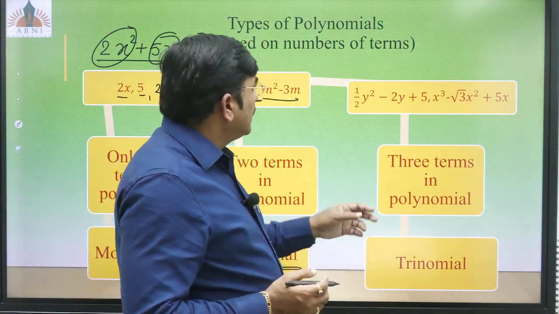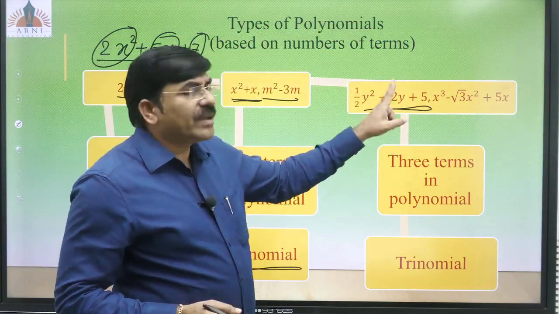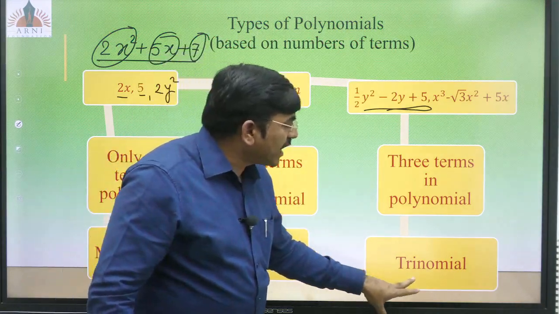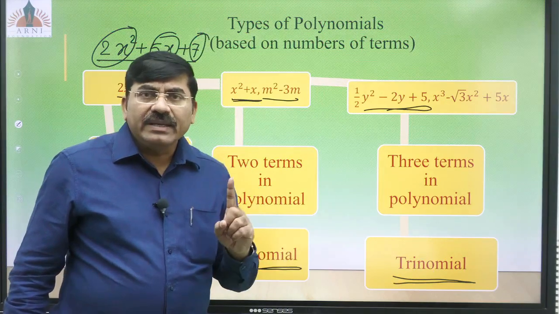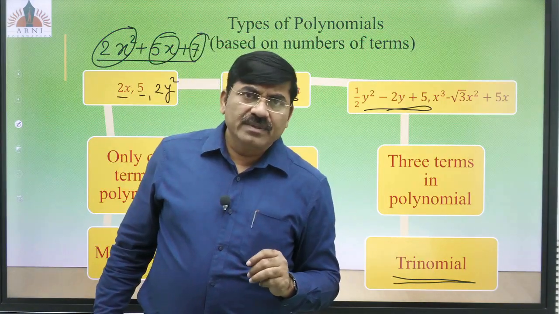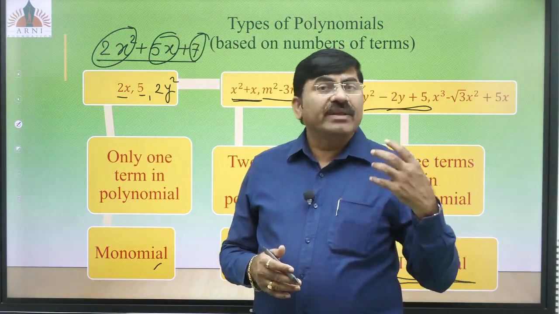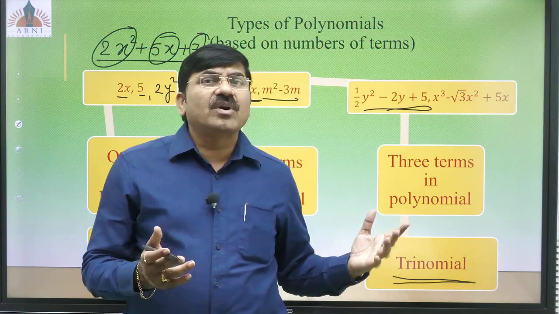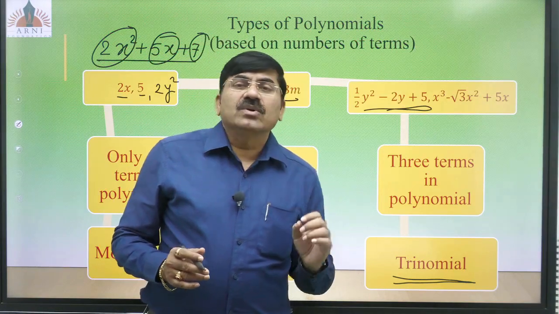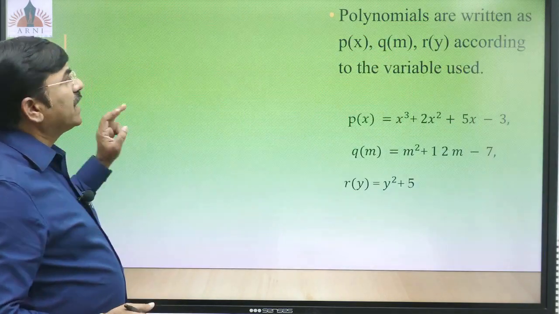In the third case, if we have 3 terms, like 1 by 2 y square minus 2y plus 5, then this is a trinomial. One is monomial, two is binomial, three is trinomial. And after that, it could be a 4th power polynomial, nth power, or 6th power polynomial, any power can be taken. These are the types of polynomials according to the number of terms.